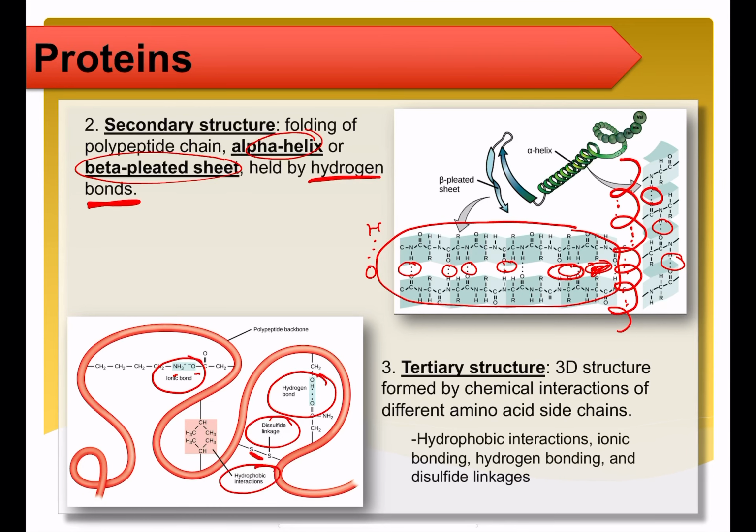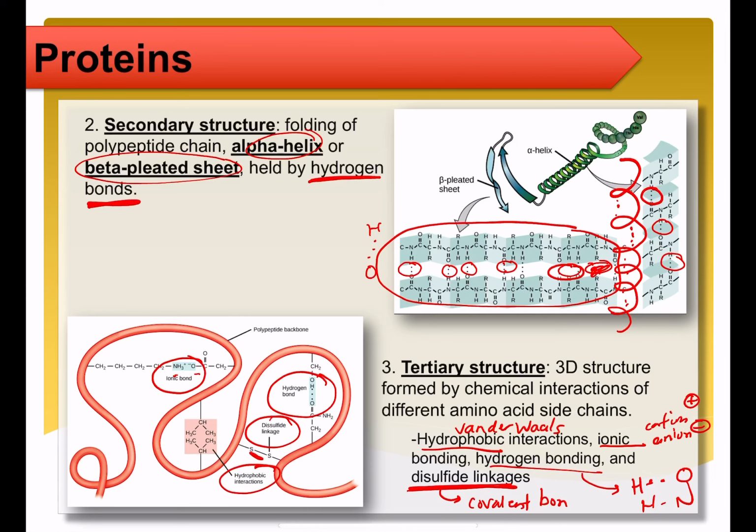So some of these interactions we talked about are examples of hydrophobic interactions, such as van der Waals. We talked about ionic bonding between cations, which are positive charge, and anions, which are negative charge. Hydrogen bonding between hydrogens and oxygen, or hydrogens and nitrogen sometimes. And disulfide linkages are an example of covalent bonding between two sulfur groups, sulfur atoms.